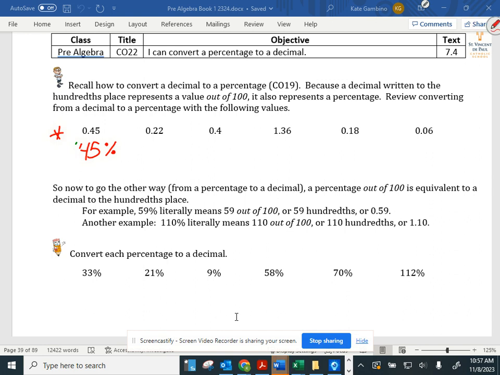22 hundredths, Jude. 4 tenths, James. 40%. 1 and 36 hundredths, Elsa. 18 hundredths, Kyle. 18%. And 6 hundredths, Christian. 6%. Good. Everybody following along, remembering how we did those?